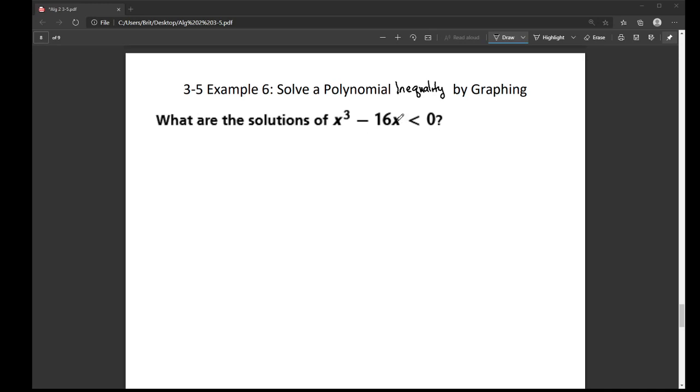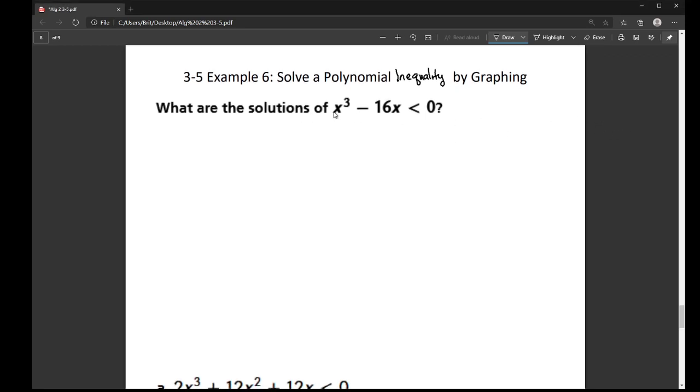In this video, I'm covering example 6 from section 3-5 in the SavvasRealize Algebra 2 textbook. So in this video, I'm looking at how to solve a polynomial inequality by graphing. I had put a typo and actually accidentally wrote equation, but we are dealing with inequalities in this video.